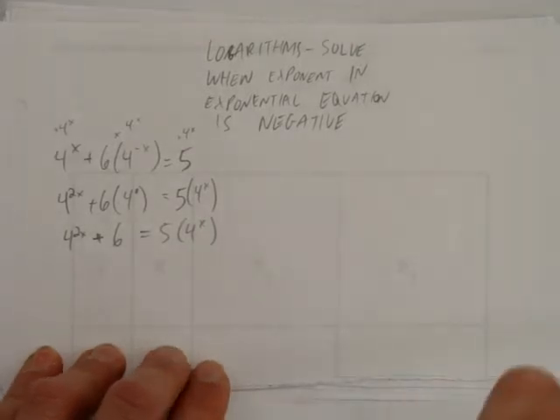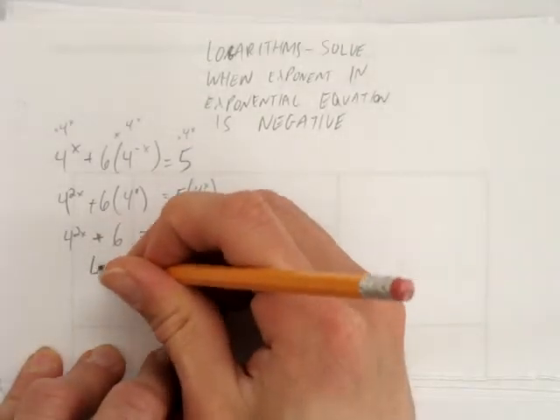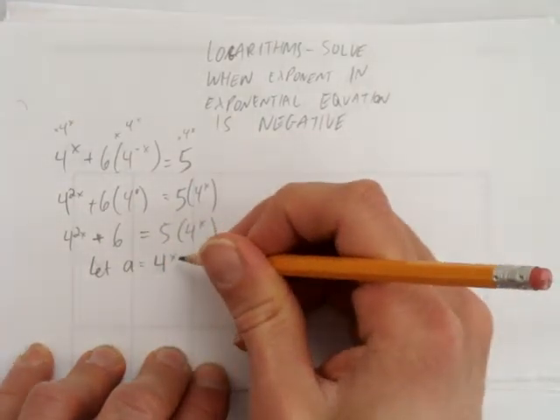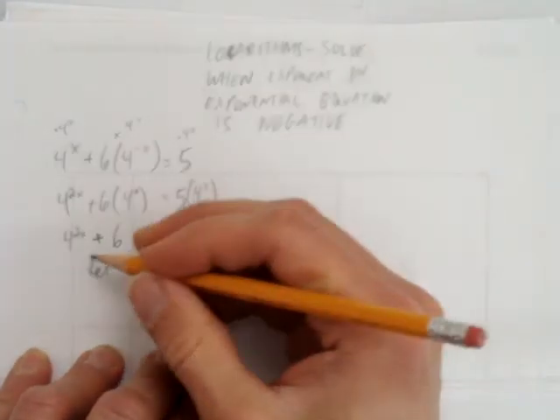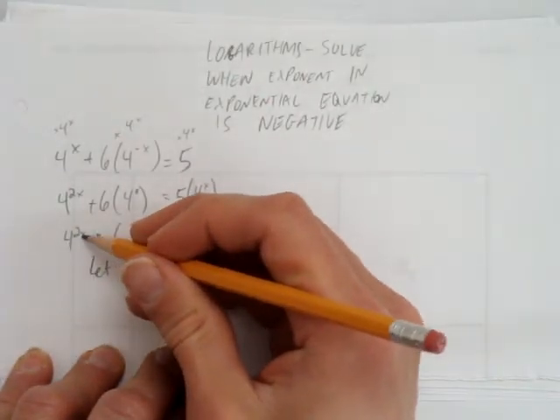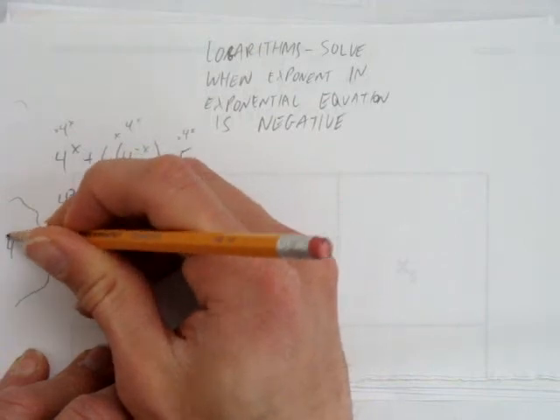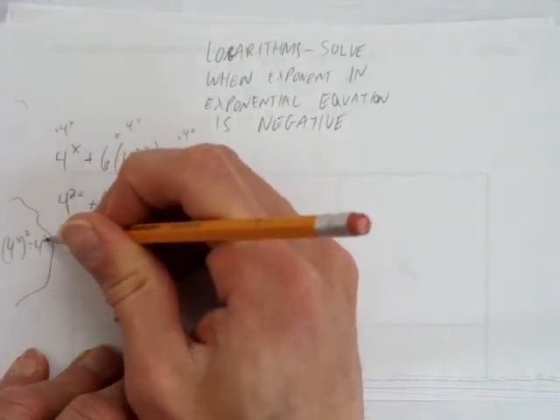It would really help to substitute. You don't have to use substitution, but I find it a lot easier. I'm going to let a equal 4 to the power of x. And that's going to be useful because 4 to the power of 2x, remember here on the side, 4 to the power of x squared is how you get 4 to the power of 2x.